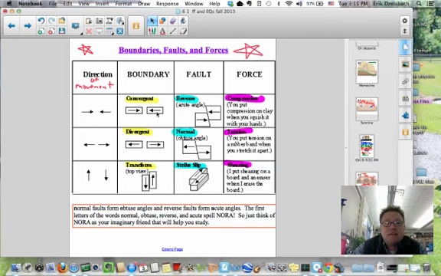So if they're at a convergent plate boundary, the movement's coming together, it causes a compression that causes a reverse fault. At a divergent plate boundary, spreading apart, it creates a tension force that causes a normal fault. And lastly, you have a transform plate boundary. It's moving side to side. It causes a shearing type of force, and that creates a strike-slip fault. Review this page. Wink, wink, nudge, nudge.